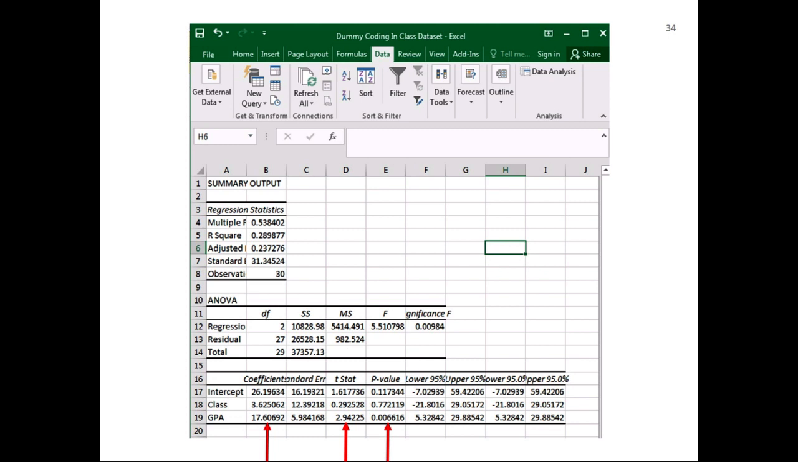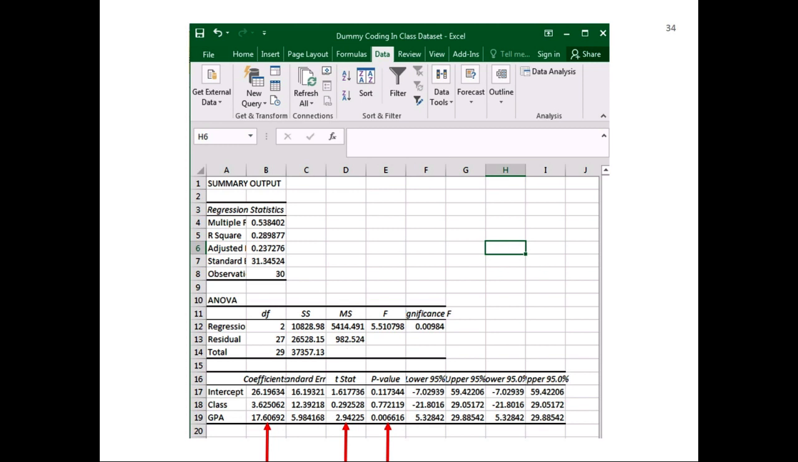Even though it didn't matter what class you're in, it does matter what your GPA is. So when accounting for class, GPA still has a significant effect. We would say GPA does have a significant linear relationship with test scores. Okay, so that's all for the basics of dummy-coded regression with two groups when you're looking at a categorical variable.